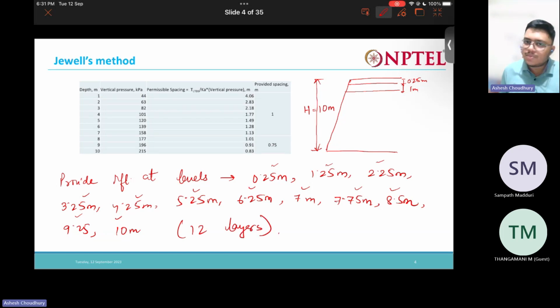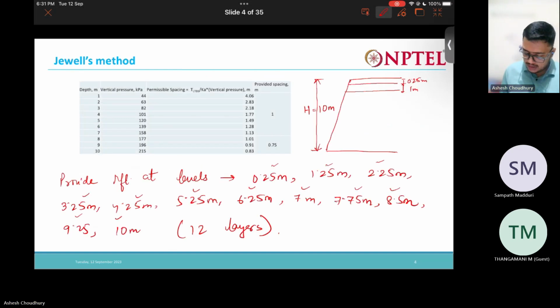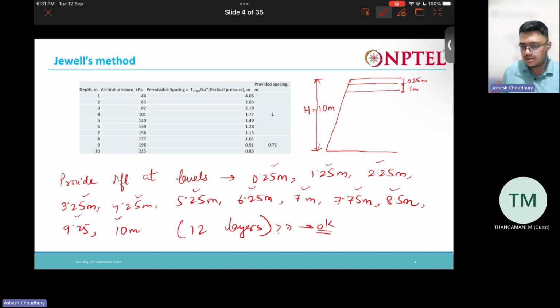So what was the minimum requirement? It was 7, right? Minimum we had to provide 7, but we are providing 12. So this is greater than 7, so it's okay. All right. So we are providing 12 layers. It is fine.